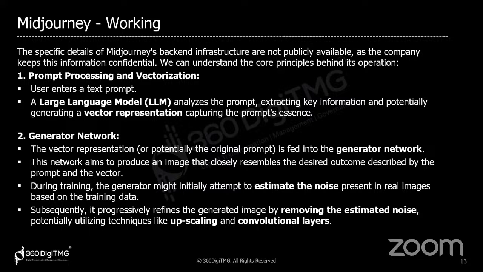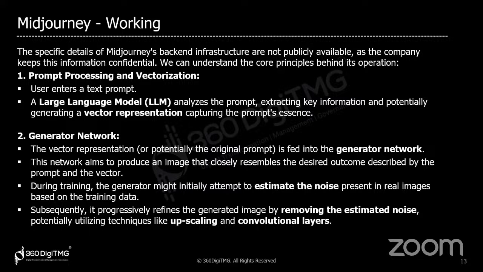It will capture that in a vector store format. Okay. After that, there will be a generator network. The vector representation is fed into the generator network. Whatever text we have converted through our LLM into a vector encoded format is then fed to the generator network. This network is aimed to produce an image. Okay, this generator will take the vector representation values which we have provided and it will generate our image. It will closely resemble the desired outcome described by the prompt and the vector representation.